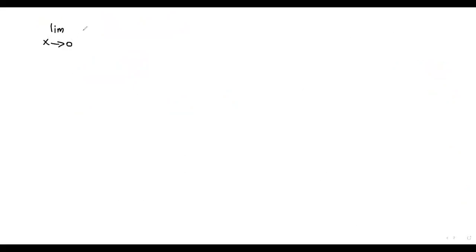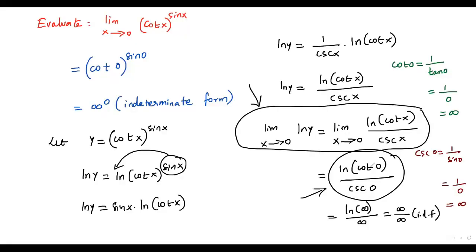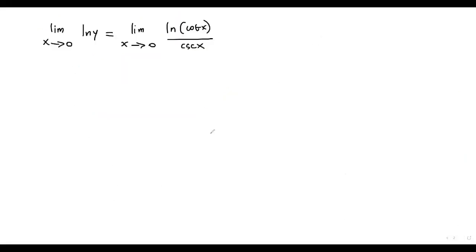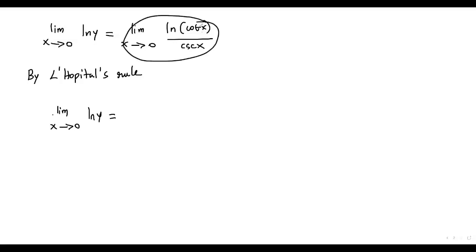Okay, now let me take this step. Limit x tends to 0, ln y equals limit x tends to 0, ln of cotangent x over cosecant x. So I'm taking this step exactly on the next page. Now I'm going to use L'Hopital's rule. When I use L'Hopital's rule, I have to keep the stuff on the left side as it is. That is, I'm writing limit x tends to 0, ln y as it is. I have to apply L'Hopital's rule only to the stuff on the right side.